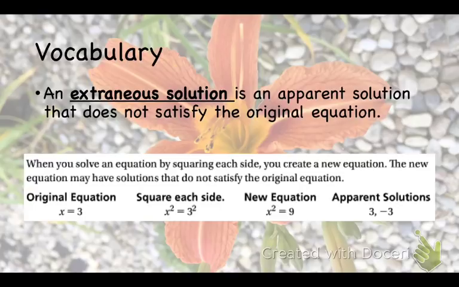We do have some vocabulary to discuss before we go over the next couple of questions here. An extraneous solution, a vocabulary word, is an apparent solution, so something that appears like a solution but does not actually satisfy the original equation. So when I solve an equation by squaring the sides, I create a new equation. The new equation may have some solutions that do not satisfy the original. So if the original equation says x equals 3 and you square both sides, your new equation is x squared equals 9, making it seem that the apparent solutions are 3 and negative 3. But sometimes there is an extraneous solution, or a solution that does not actually work.